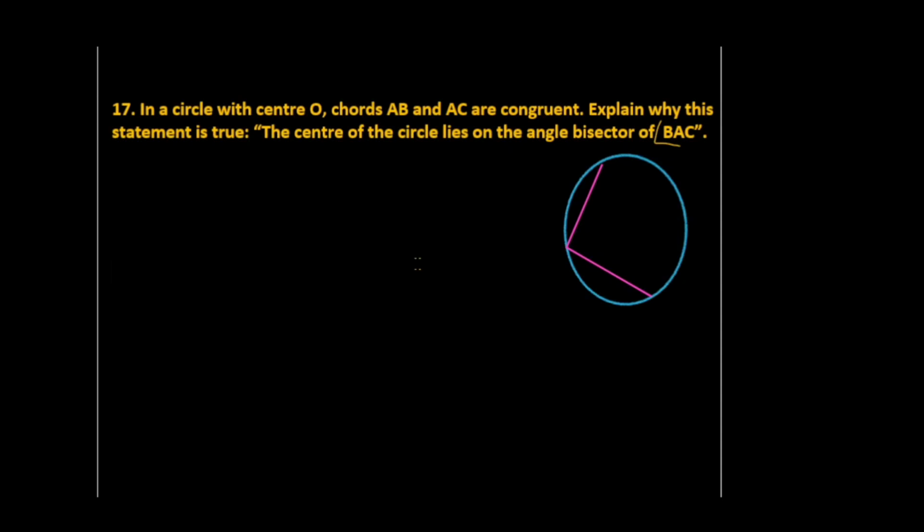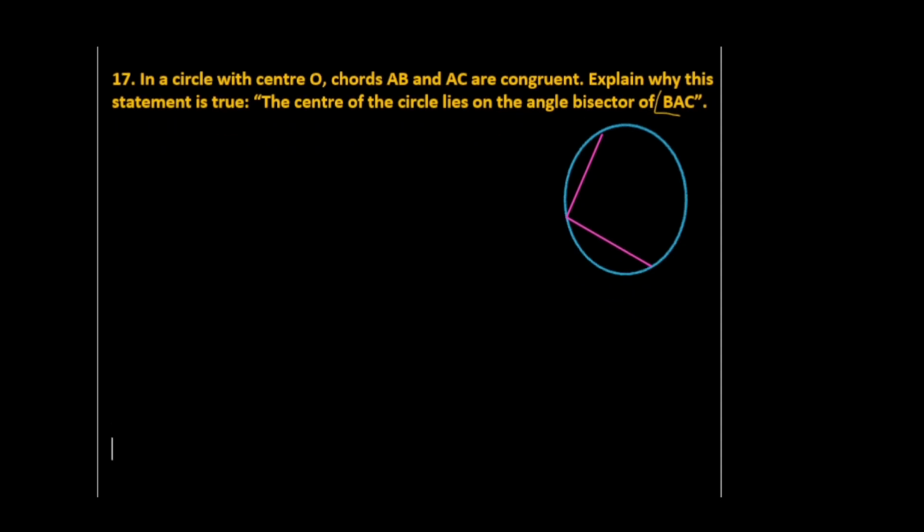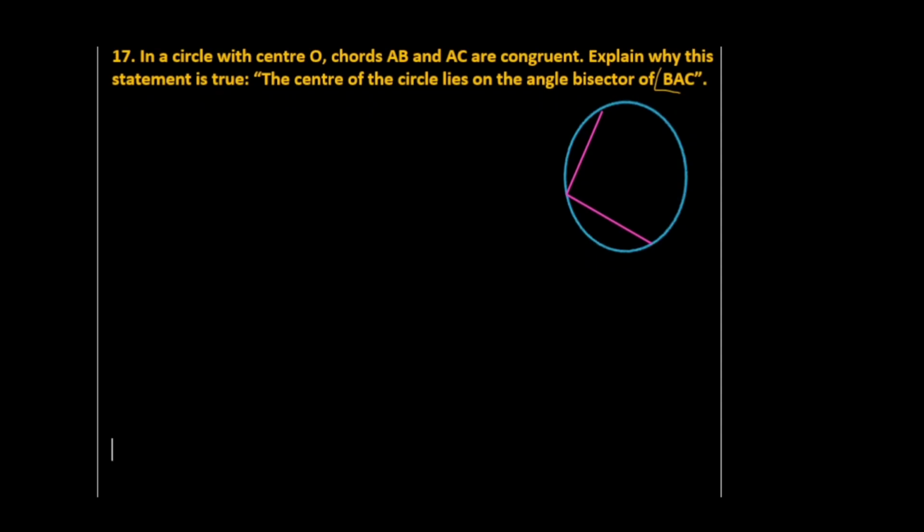Seventeenth question. In a circle with center O, chords AB and AC are congruent. Explain why this statement is true: the center of the circle lies on the angle bisector of angle BAC.